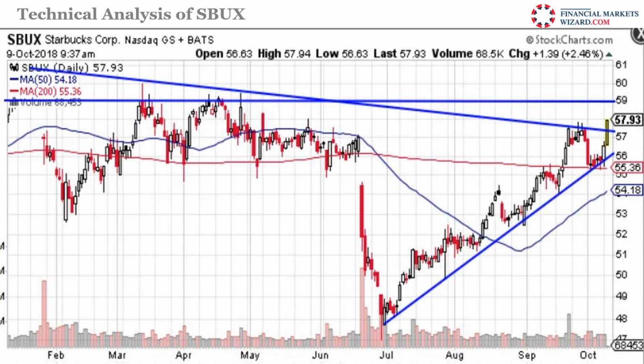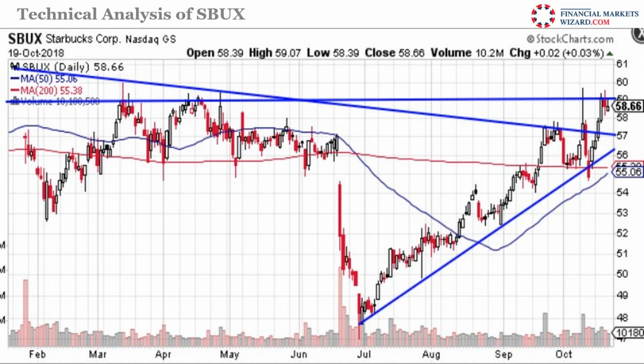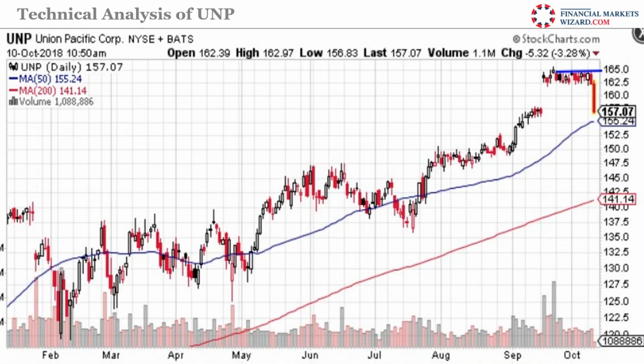Now Starbucks. There was news that Bill Ackman bought millions of shares. So this was what Starbucks was doing. I went long, bought some shares, and my target was here. There was not much potential around 59, and it did that. So it was a quick profit. Nothing more, nothing less.